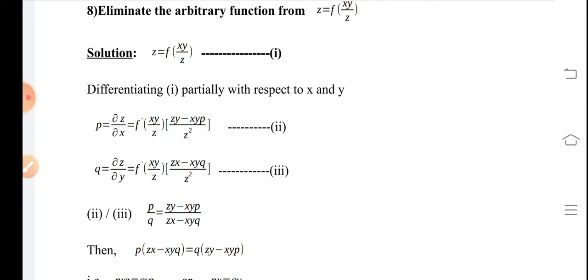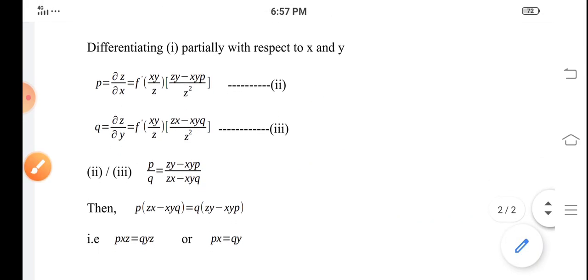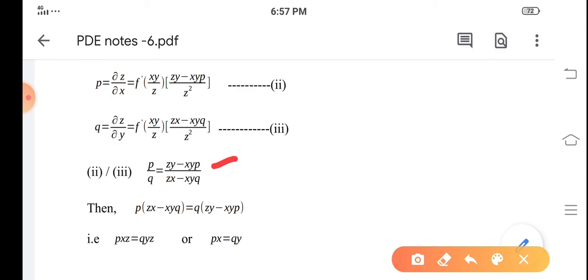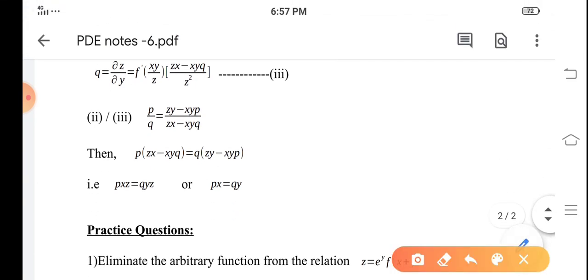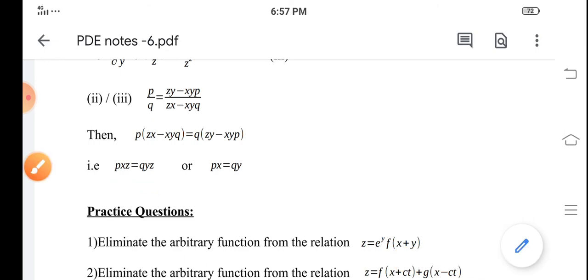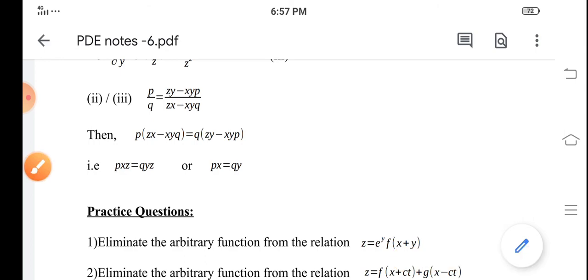To eliminate f dash from equations 2 and 3, I'll divide equation 2 by equation 3. When we divide equation 2 by 3, we get p by q is equal to zy minus xyp divided by zx minus xyq, or we write it as p into zx minus xyq equal to q into zy minus xyp. After simplifying on both sides, the pxyq term gets cancelled. So the remaining terms are pxz equal to qyz. Again z is common, so further we can write this as px equal to qy. So this is the required partial differential equation.